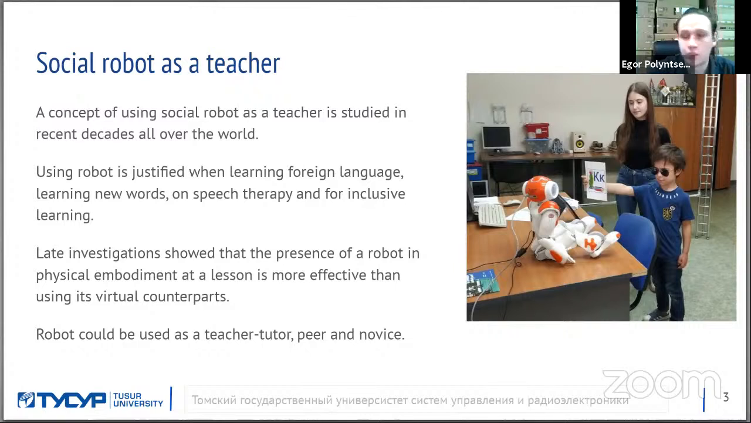Latest results and publications show that using a robot could be beneficial for the learning process, especially if the robot is effective in such fields as learning foreign languages, learning new words, speech therapy for inclusive learning, and so on. Also, investigations show that the physical embodiment, the physical presence of a robot in lessons, is more effective than using virtual counterparts, which means that a robot could be beneficial for the studying process.